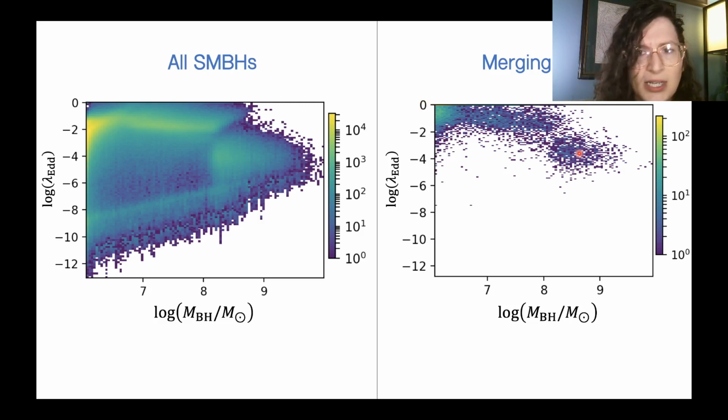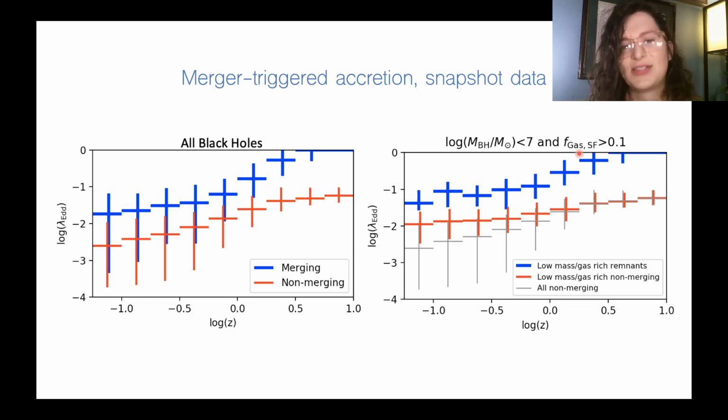So this is our first hint that remnant supermassive black holes or merging supermassive black holes have an enhancement in their accretion. Now we can go ahead and analyze this data, and this is a visualization that I'm going to use throughout the talk, so let me just run down for you real quick. These crosses, the horizontal bar is the bin width, and the vertical bar is the interquartile range, so it's 25th to 75th percentile, and then the intersection here is the median, or the 50th percentile.